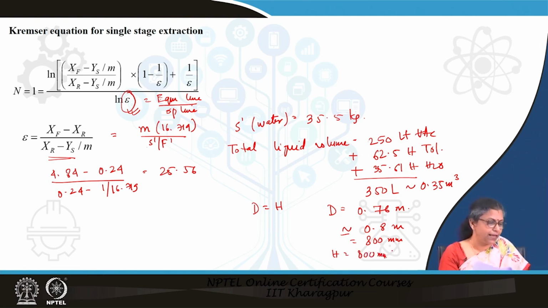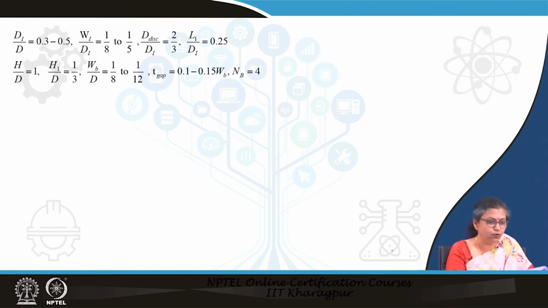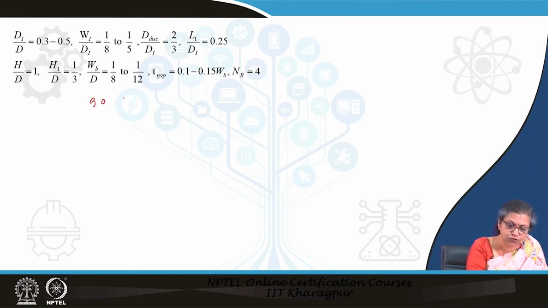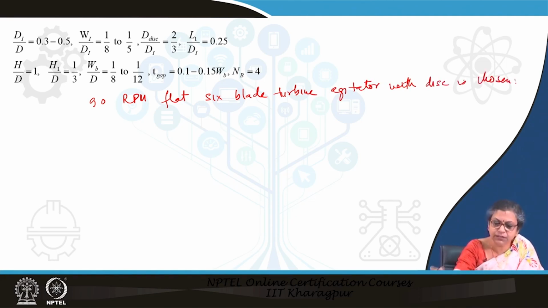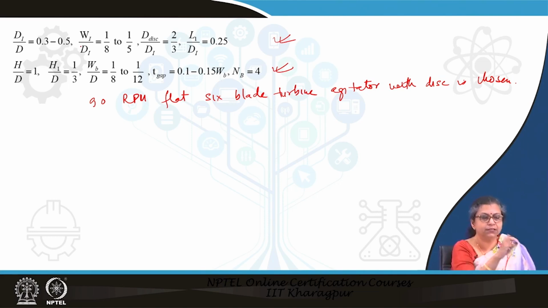Now, once the vessel dimensions are fixed, then we go for designing the impeller. For this particular case, we assume a nice standard 90 RPM flat 6 blade turbine agitator with a disc. For that we have all the data, this is used. So, therefore, we select this particular turbine. For this turbine, we have already mentioned all the geometric parameters.